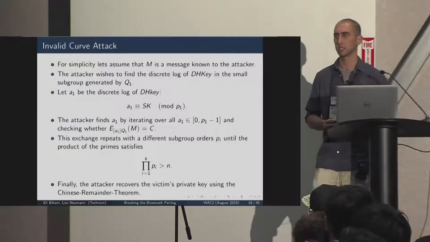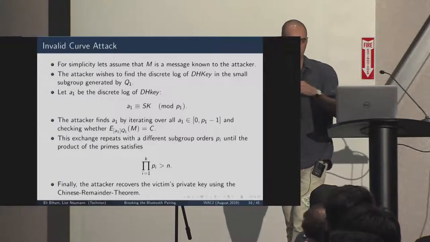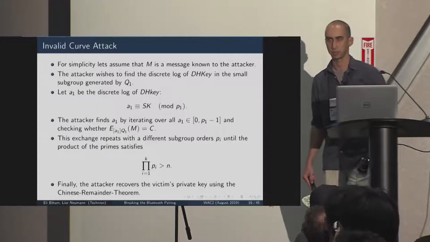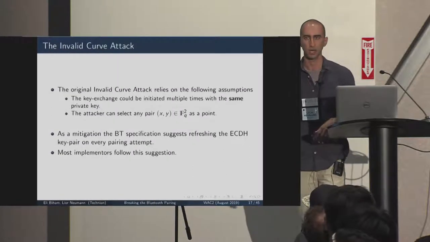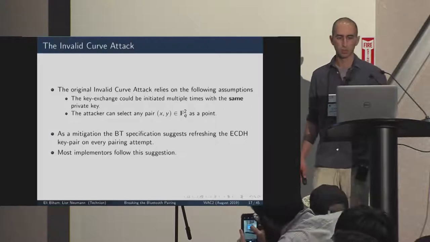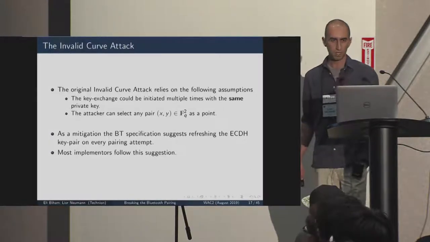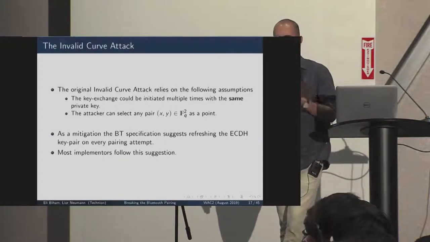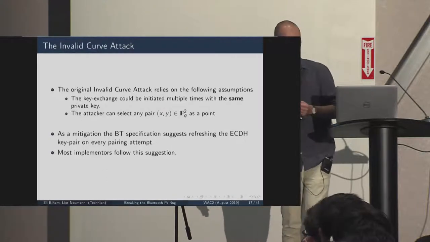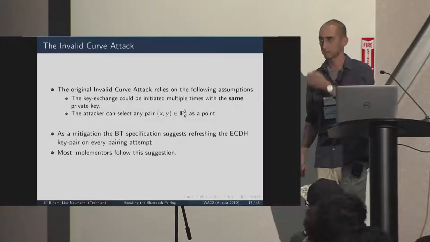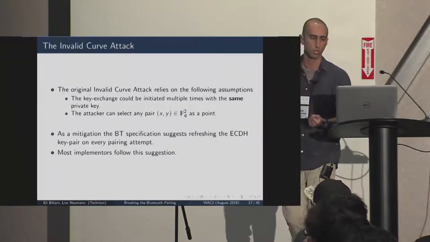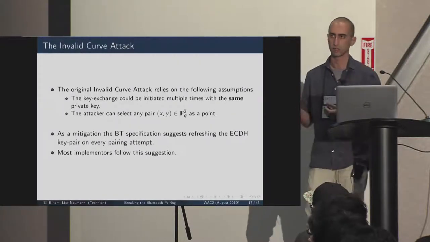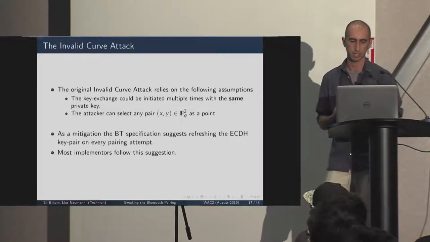And finally, after extracting enough co-prime moduli, the attacker can reveal the secret key by applying the Chinese remainder theorem. All right, so that's the idea behind the original invalid curve attack. Note that the original invalid curve attack uses two basic assumptions. One is that we could initiate the key exchange multiple times with the same private key. The second is that we could send any pair of coordinates, x and y, which will not satisfy the curve equation, right?